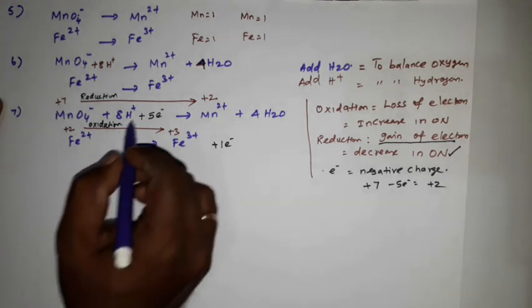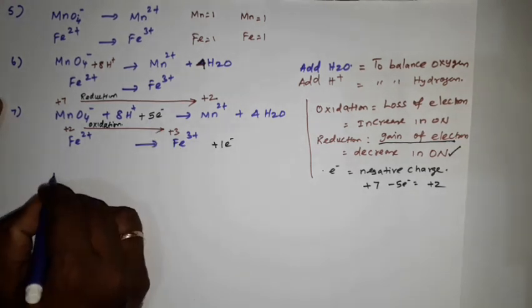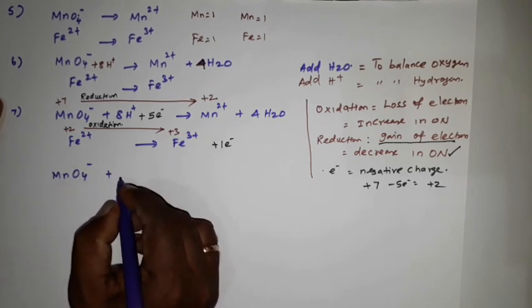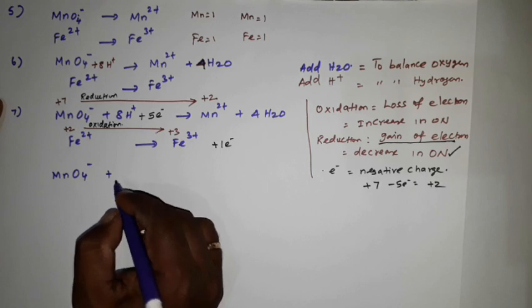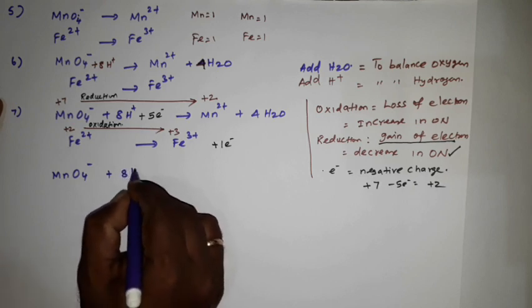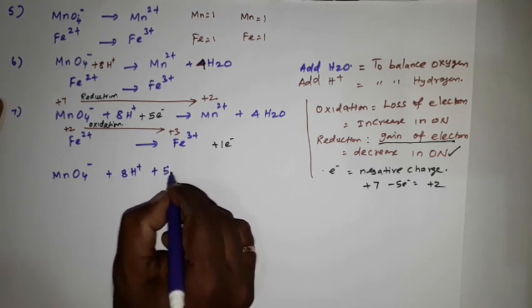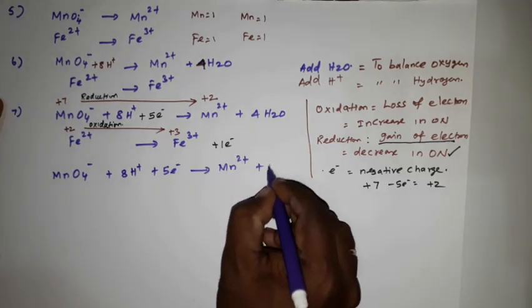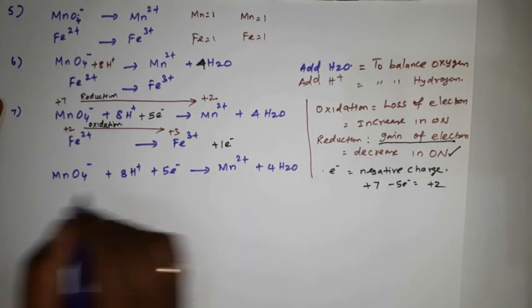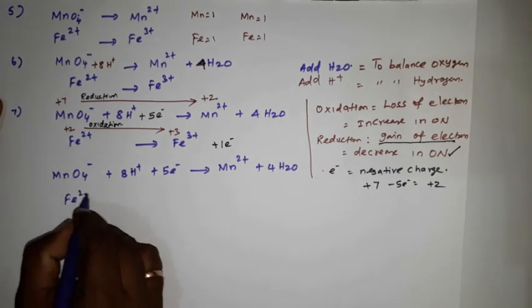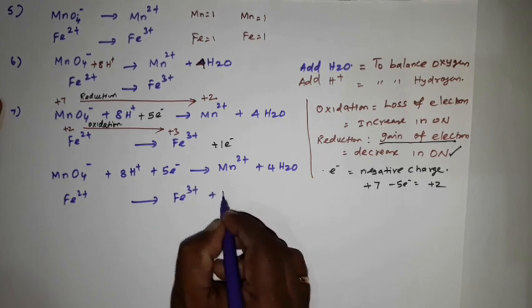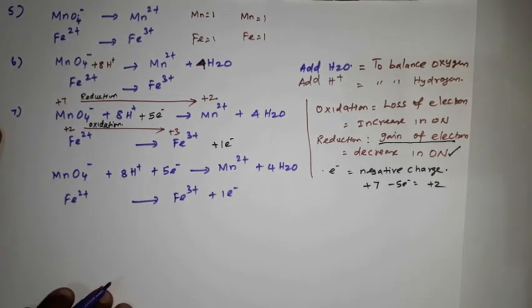So how can you balance? Here: MnO4 minus plus 8 hydrogen plus 5 electrons gives Mn2 plus 4 H2O. Here Fe2 plus gives Fe3 plus 1 electron. Okay.